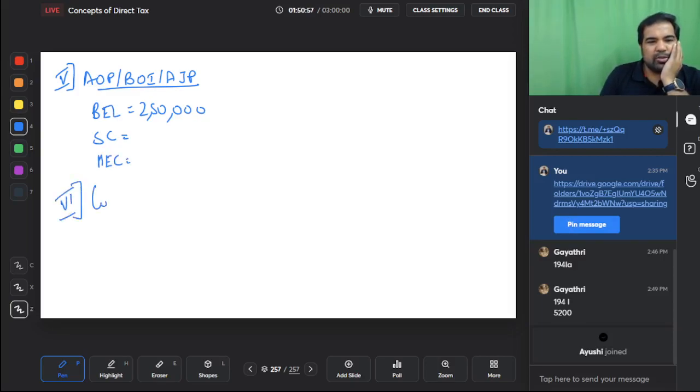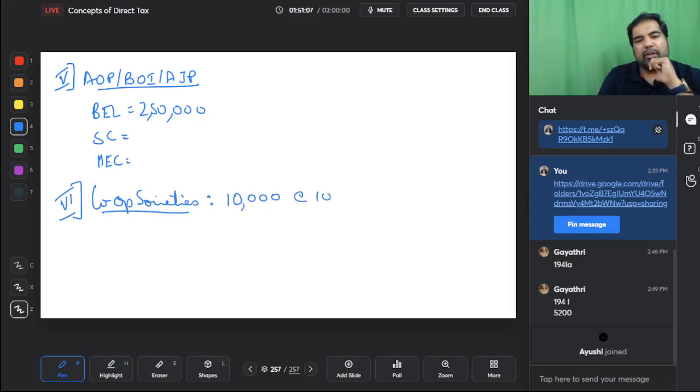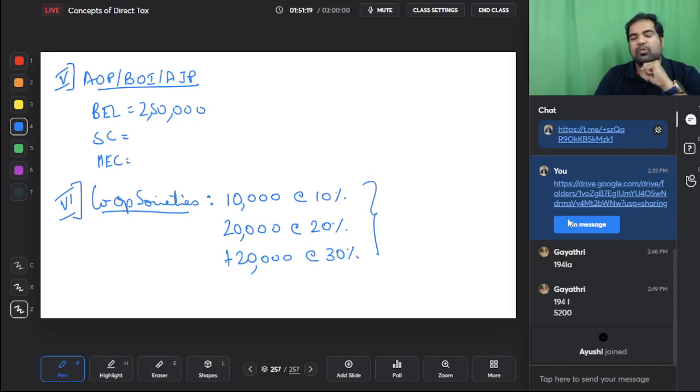And last, guys, is cooperative societies. Cooperative societies don't make too much money, so up to 10,000 rupees they will be taxed at the rate of 10%. From 10 to 20,000 they will be taxed at 20%, and above 20,000 rupees they will be taxed at the rate of 30%. Those are the slabs for cooperative society. Pretty plain and pretty simple.